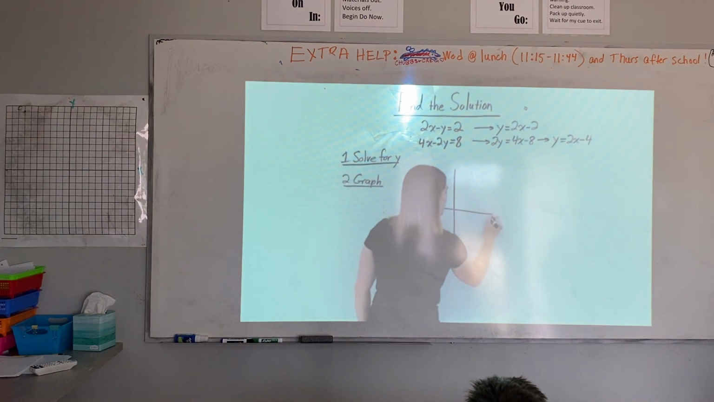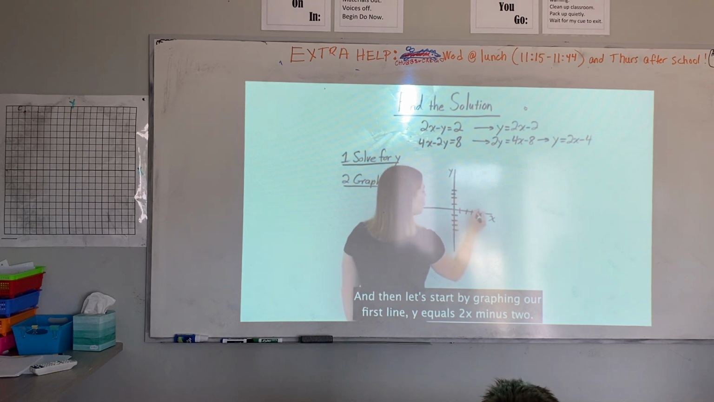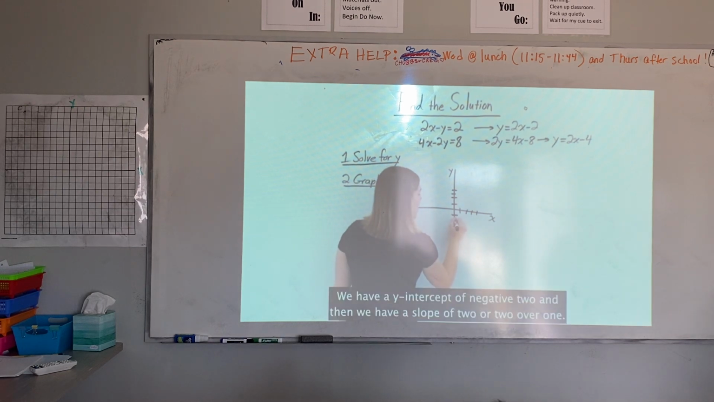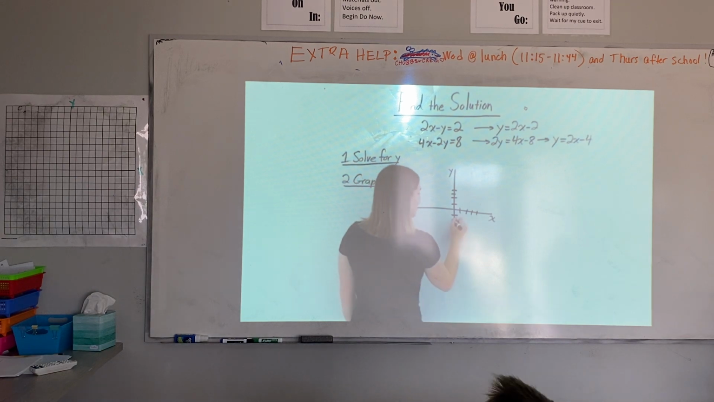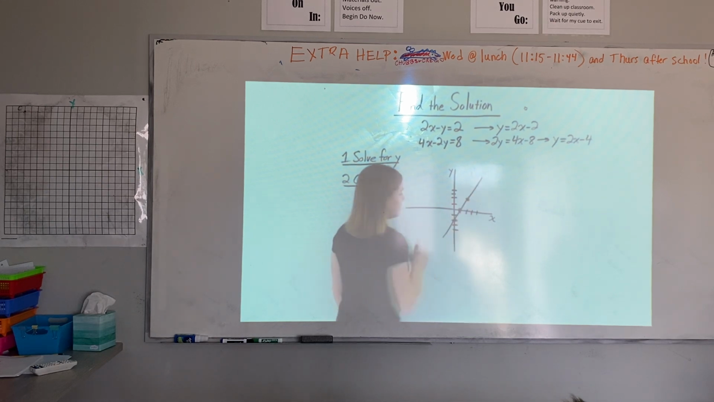being multiplied by 2? So she divided by 2 to get rid of the 2. And then let's start by grabbing our first equation, and we get y equals 2x minus 2. We have a y-intercept of negative 2, and then we have a slope of 2, or 2 over 1. So we go up 2, right 1, up 2, right 1. And we draw our line.